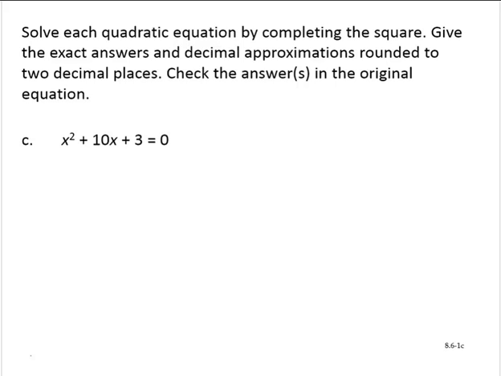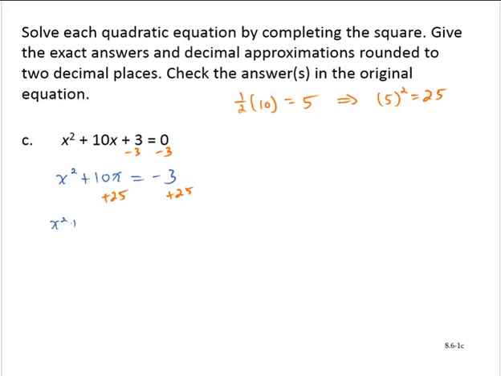Example C, we have x squared plus 10x plus 3 is equal to 0. Alright, so notice we need to get rid of that 3 to put it in the form we want. So I will subtract 3 from both sides, which gives us x squared plus 10x is equal to negative 3. Alright, now I will complete the square. My b coefficient is 10. Half of 10 is 5. And 5 squared is 25. So I will add 25 to both sides of the equation.